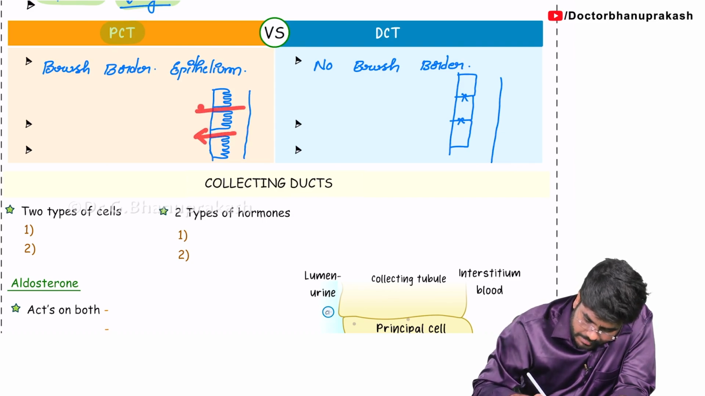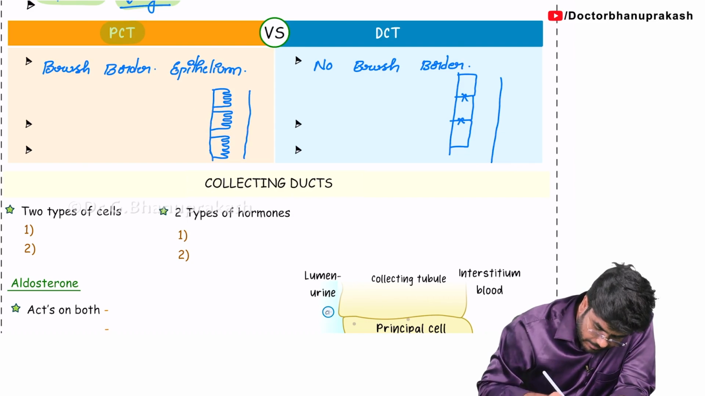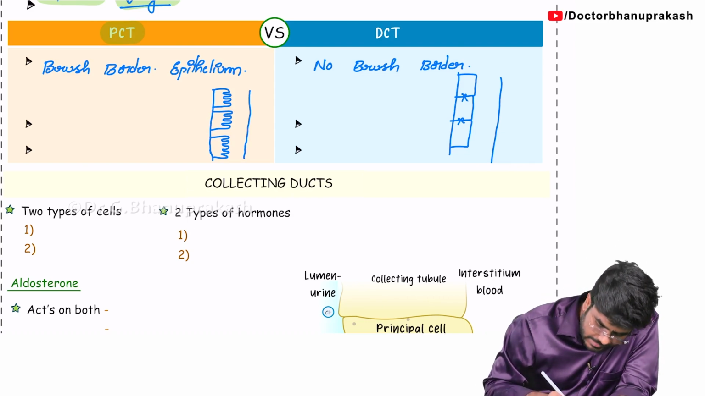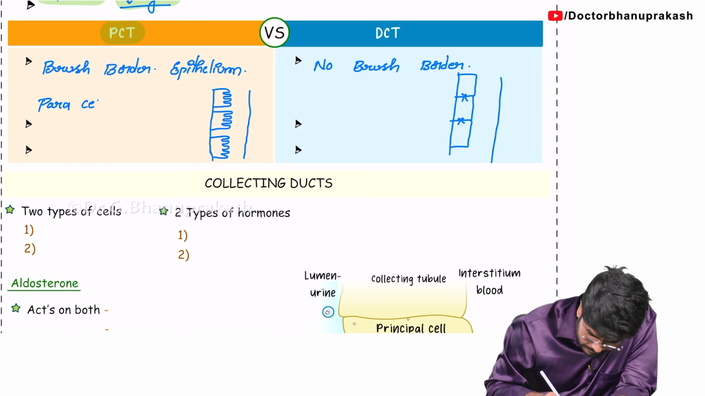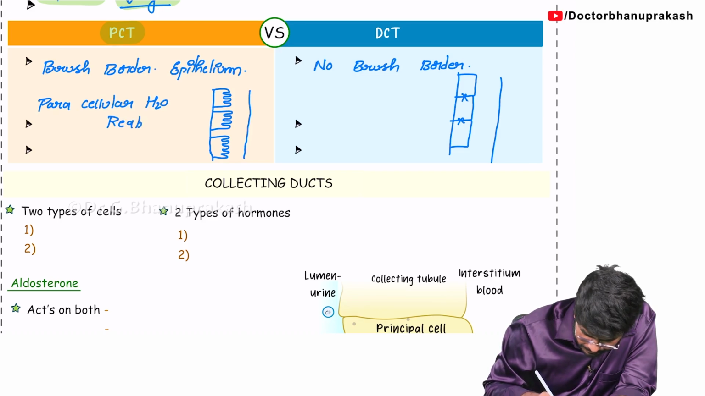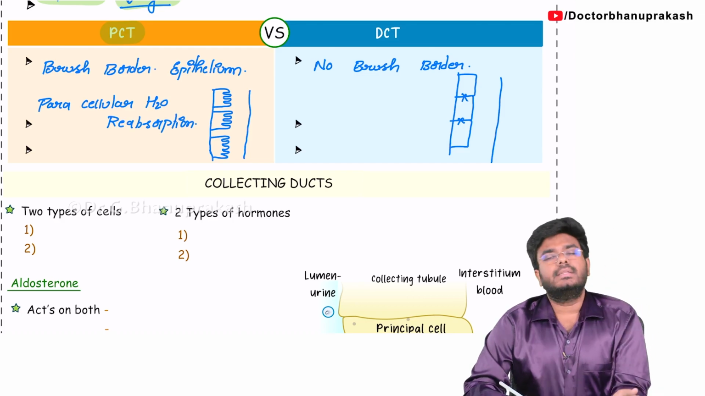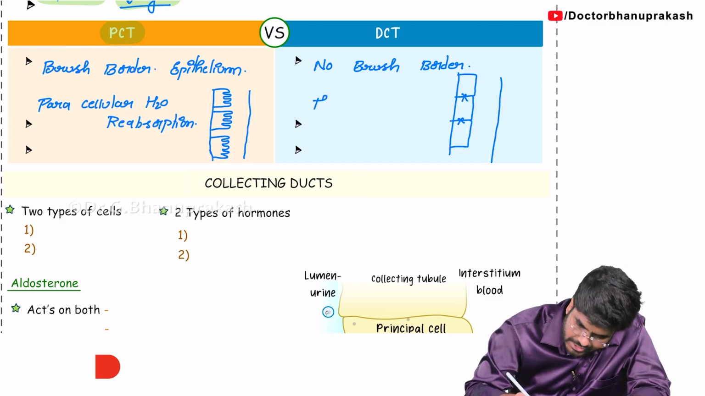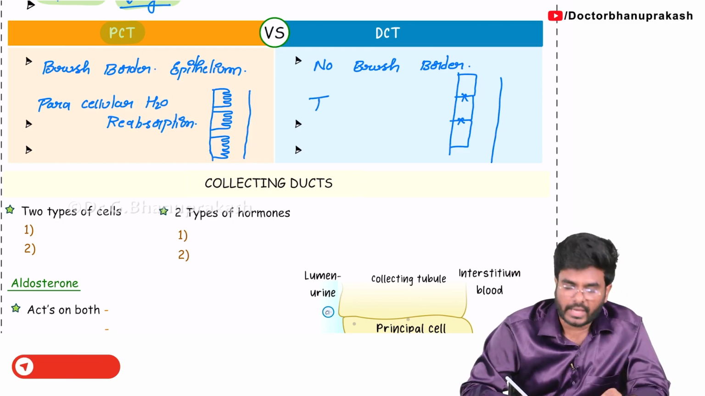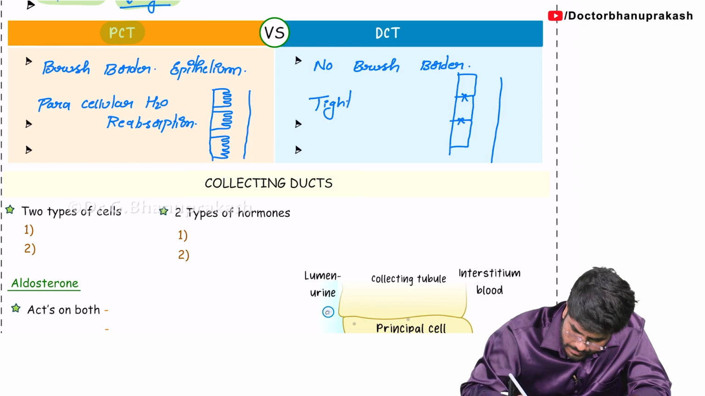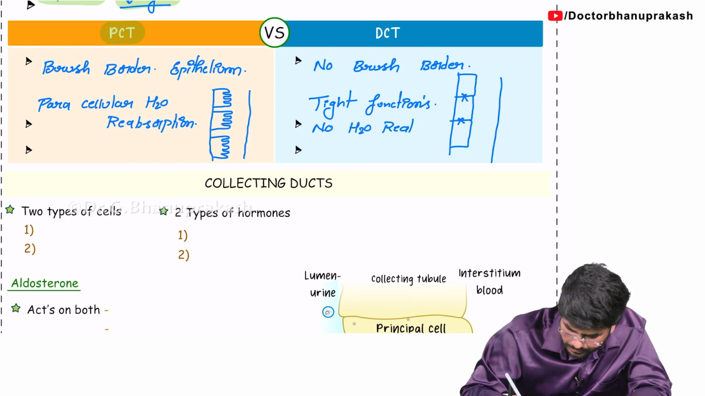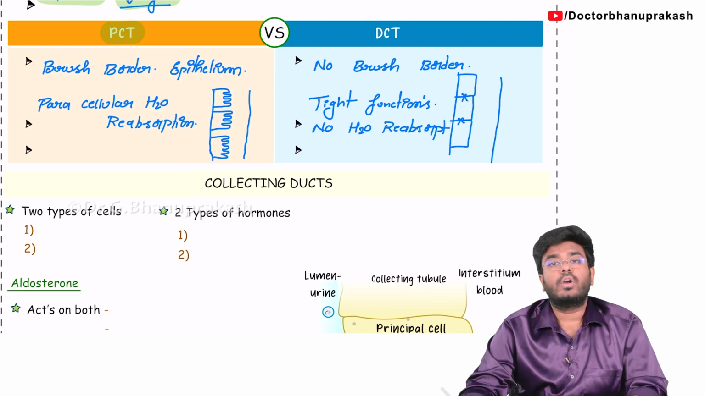Through these gaps, water can be reabsorbed. So there is paracellular, para means in between the cells, water reabsorption possible in the PCT. But in the DCT, there is no water reabsorption at all because of the presence of tight junctions. In between the cells there are no gaps. There are tight junctions. So there is no water reabsorption at all.